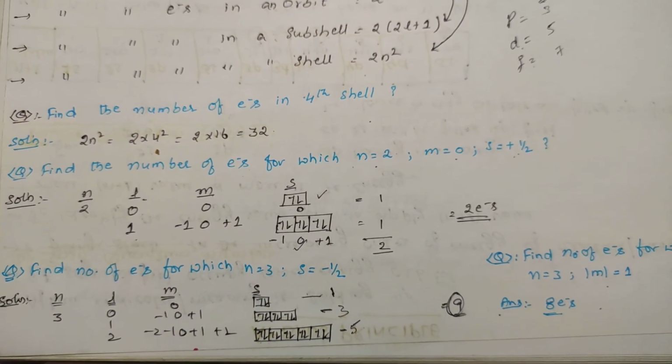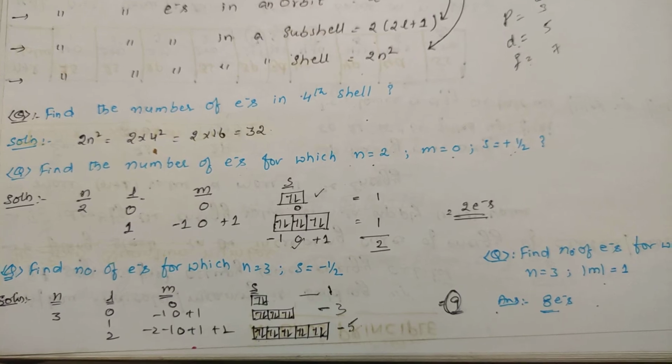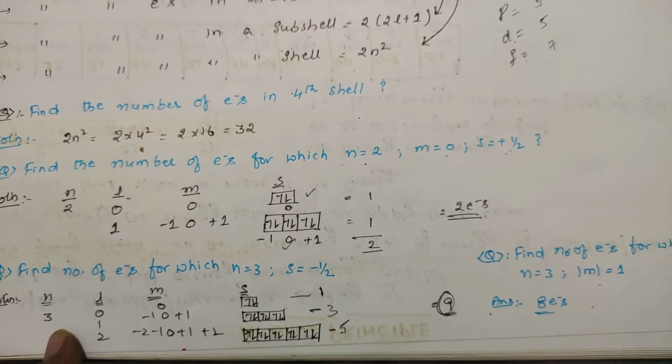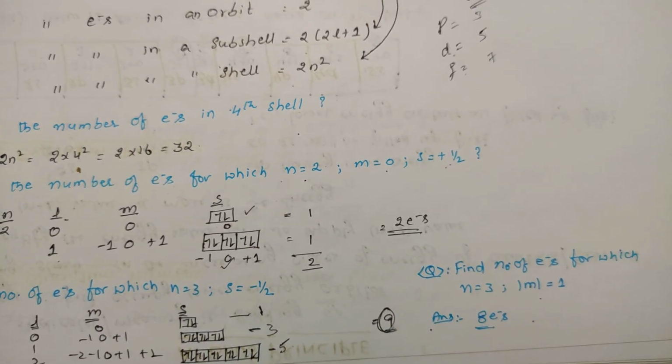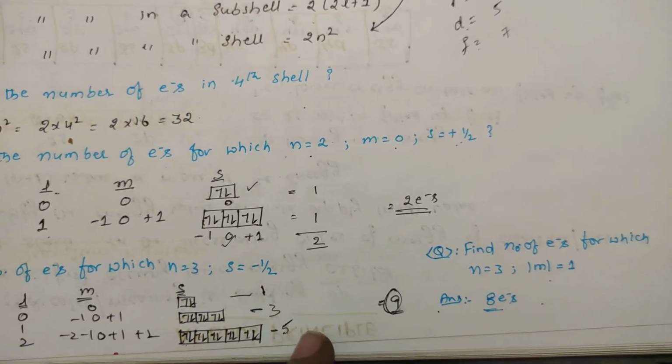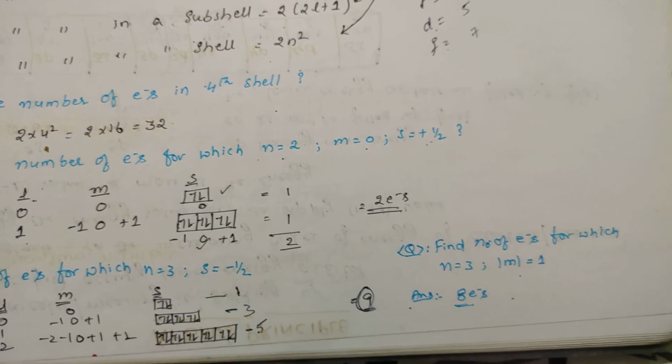What is the question? N is equal to 3. N should be equal to 3. Right. And you should be having minus half. Totally you will be getting 8 electrons. Okay students, sorry, 9 electrons. 5, 3, 8, 8 plus 1, 9. So this is the question.